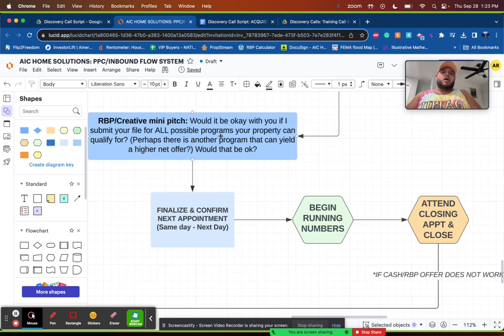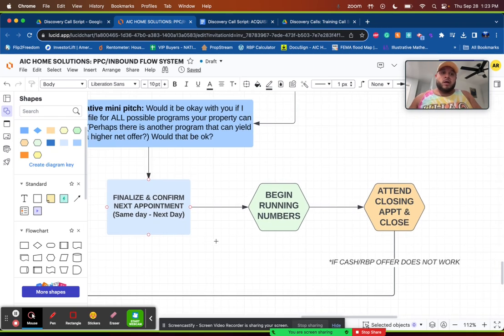So by doing that, you're opening up that option, and then from there, once you get that confirmation and that permission, that's when you could finalize and confirm the next appointment.